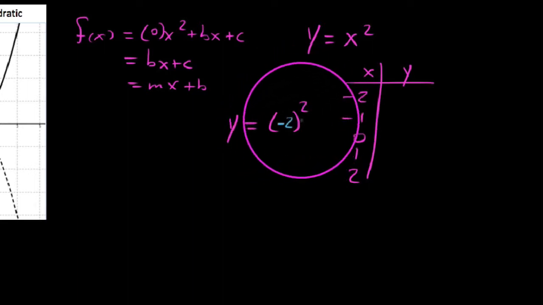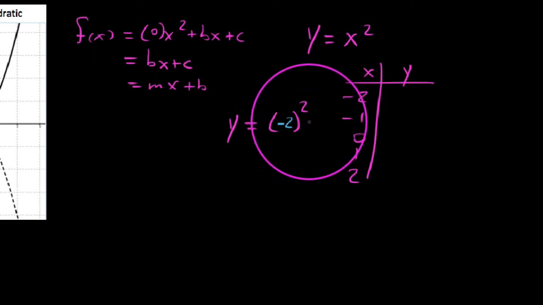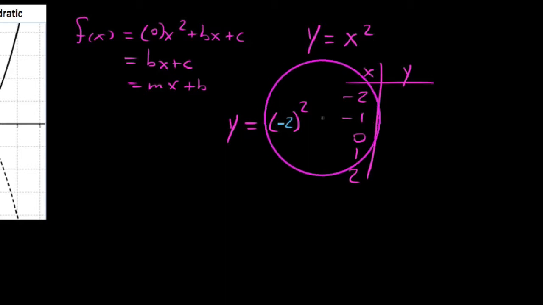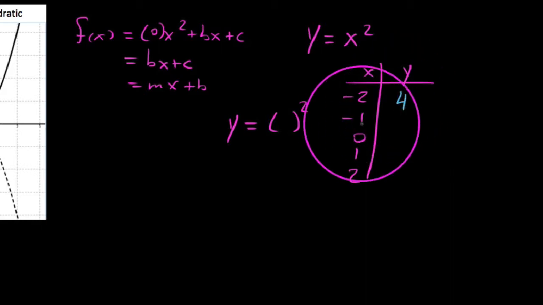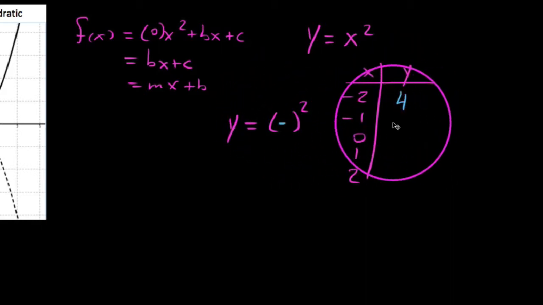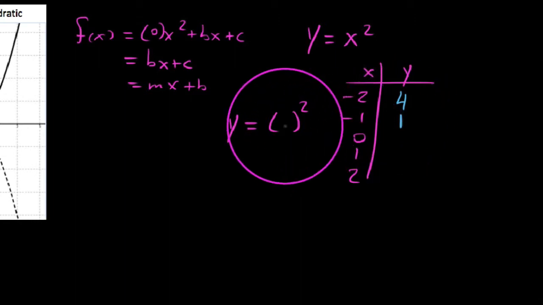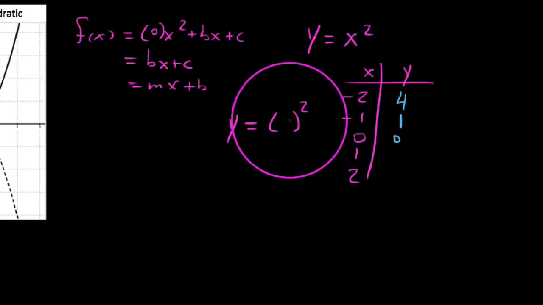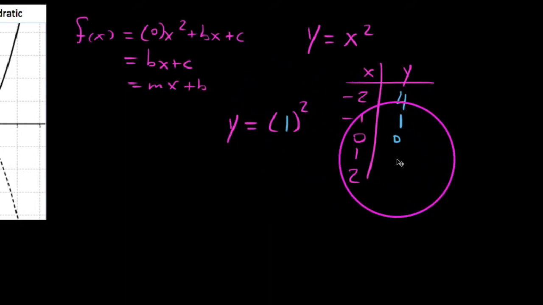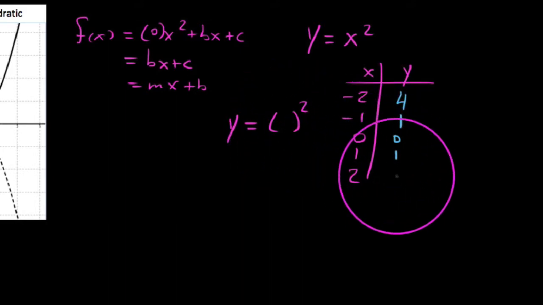What I want you to notice is that when you square anything, you're going to make it positive, because squared means times itself. So -2 squared gives an output of 4. If I square -1, well, -1 times -1 is 1, so I get 1. Square 0, that's an easy one: 0 squared is 0. If I square 1, I get 1. Square 2, you're going to get 4.